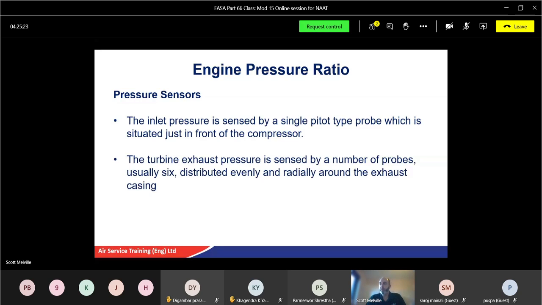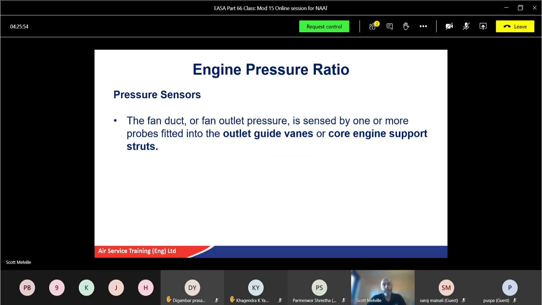Turbine exhaust pressure, okay, is sensed by a number of probes. You're looking at usually around about 6 distributed evenly, radially around the exhaust. You're looking at a P6, a P7, that sort of thing. Inlet pressure would also be P1. But they both feed into what's called the pressure transmitter. So the sensors sense the pressure, they send it to the transmitter, then the transmitter is going to do quite a few things, as we'll see shortly.